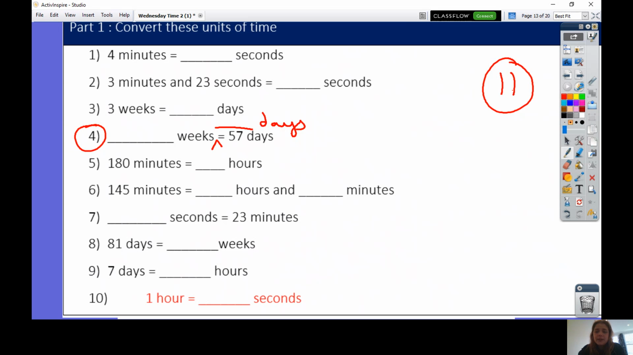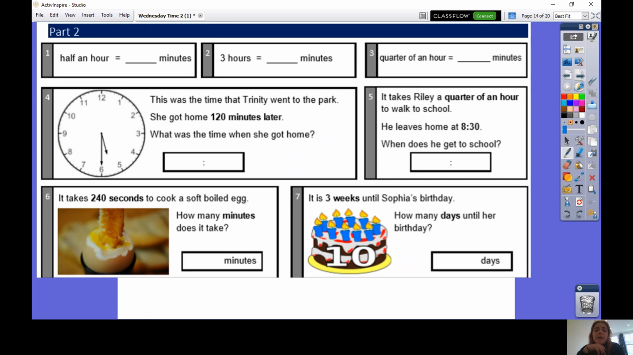Okay, and then we're going to move on to the next group of questions. These ones are mixed. Some of them are word problems, some of them are simple conversions. Here you've got half an hour. So just think to yourself, half of an hour, convert hour into minutes. Half of 60 minutes is what you're doing there. So finish these 7 questions, pause the video now and have a go at these 7 questions.